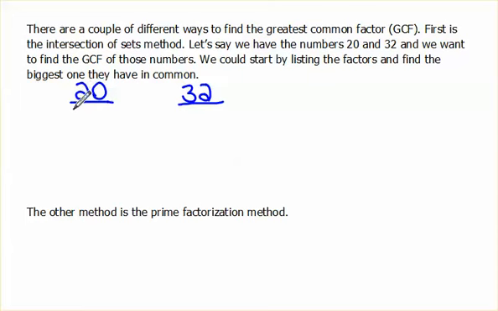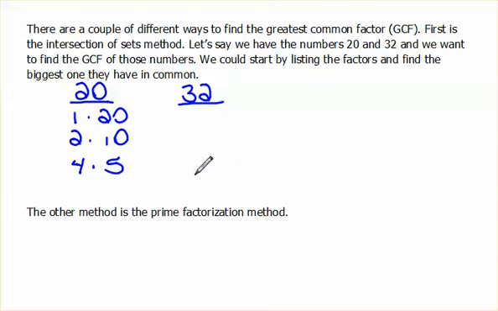So looking at 20, 20 would be 1 times 20, and then it would be 2 times 10. 3 won't go into 20, but 4 will. 4 times 5. And then the next thing would be 5, which we already have. So we have all of the factors. Once you start going back up the other side, you have everything.